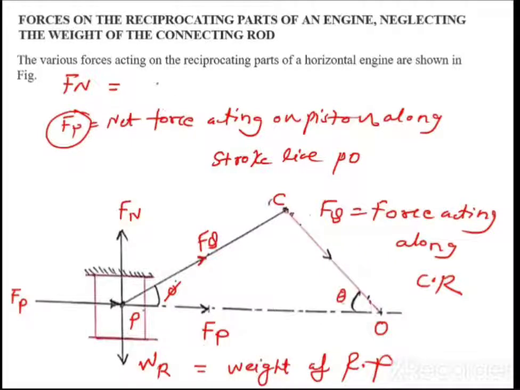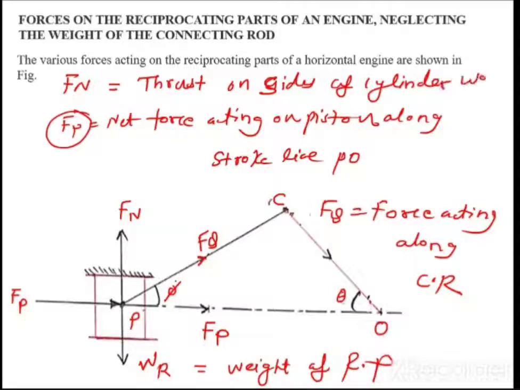To be more precise, Fn is nothing but a normal reaction or thrust acting on the sides of the cylinder wall, because basically this is a cylinder and piston arrangement. There is a cylinder inside the IC engine, and inside the cylinder we have a piston. You will understand more component details in the IC engine. Here I am explaining the force analysis. So what is Fn? Thrust on the sides of the cylinder wall.